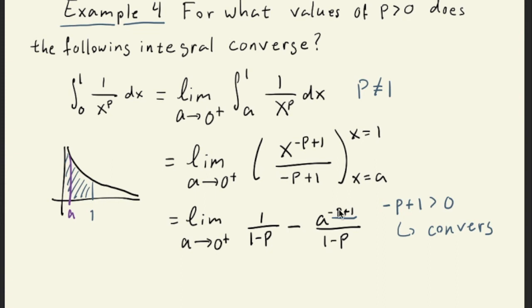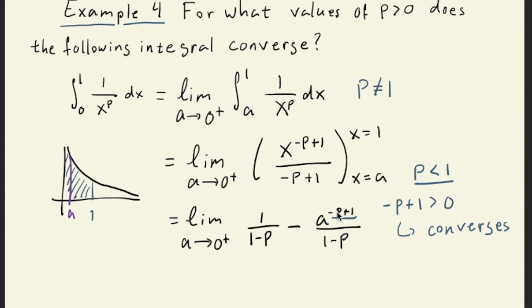This is going to approach 0, and then that area is going to be 1 over 1 minus p, right? If negative p plus 1 is positive, which is the same as saying that p is smaller than 1. So when p is smaller than 1, this is positive, and this integral converges.